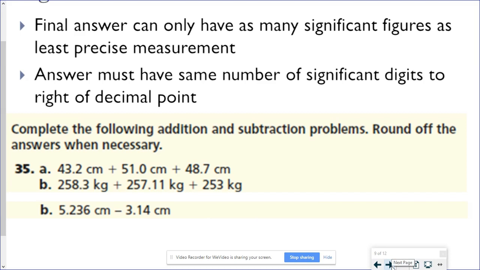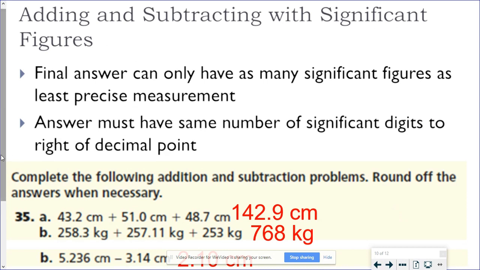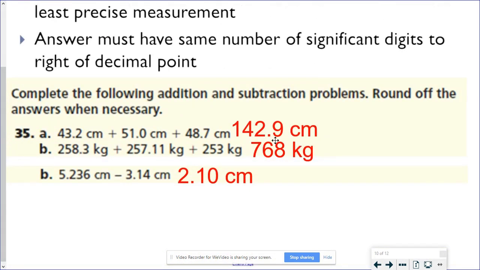So I'll click on here and you can see the next slide and see what the answer should have been. Here you would see that we came up with something to the tenth place. So when you added all of these up, it was 142.9. Here, when we added these up, our calculator gave us a value that had information off to the side there. So it came up to 768.41. But you're not going to write down the 0.41 because this one doesn't have anything to the right of its decimal point.